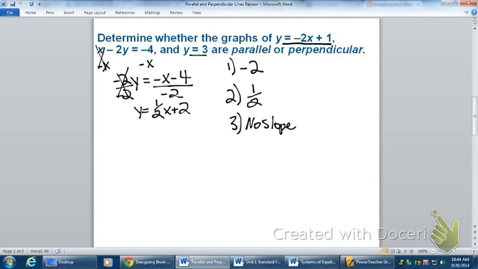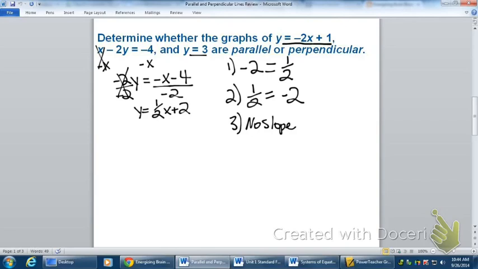Okay, so the only ones we need to be looking at are 1 and 2. Remember, parallel, they have the same slope, so that's out. We already know that's off. Perpendicular, they have reciprocals. The reciprocal of 1/2 is equal to negative 2, and the reciprocal of negative 2 is equal to 1 over 2. So they're just trying to throw you off, but they are perpendicular.